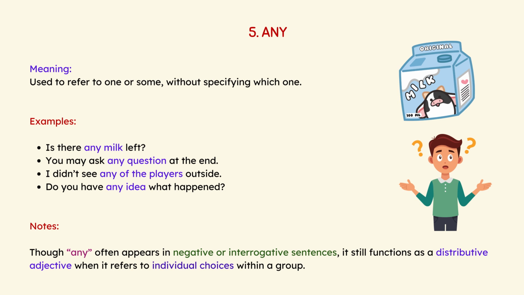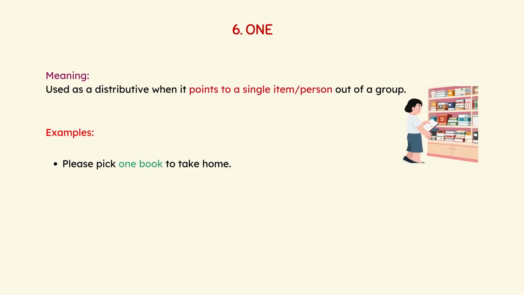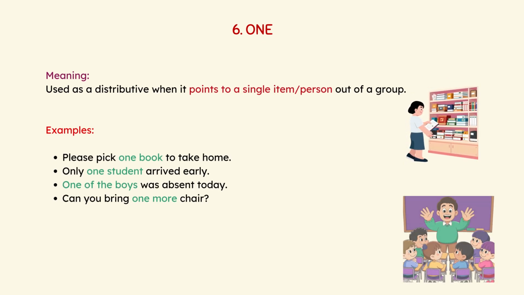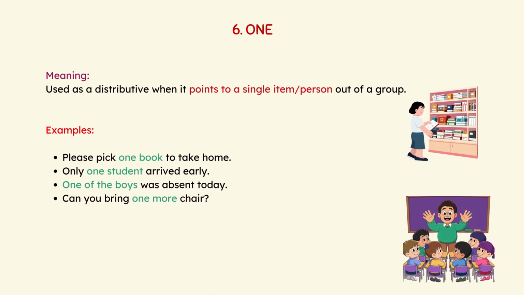Finally, let's look at one. One is used as a distributive adjective when it points to a single person or item out of a group. It highlights just one member. Let's look at some examples.